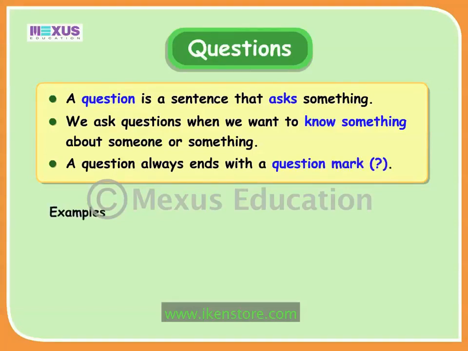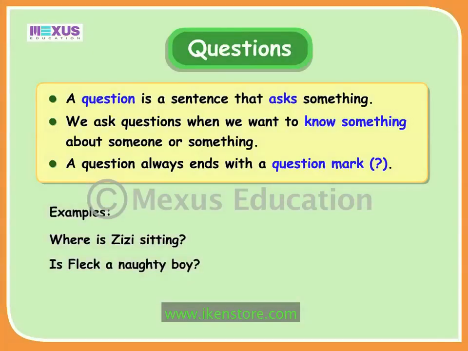The two sentences, "Where is Zizi sitting?" and "Is Fleck a naughty boy?" are both questions that ask something. They both end with a question mark.